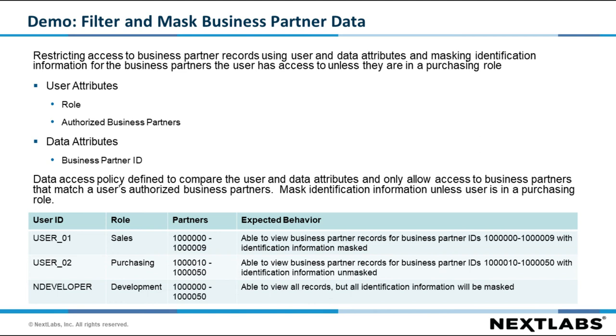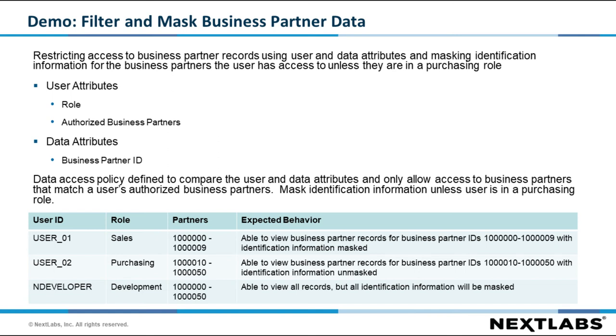Business partner records will be filtered by the business partner IDs the user is authorized to view, so that the users only see the records for the business partners they are authorized for. The business partner identification information will then also be masked for users that are not in a purchasing role.